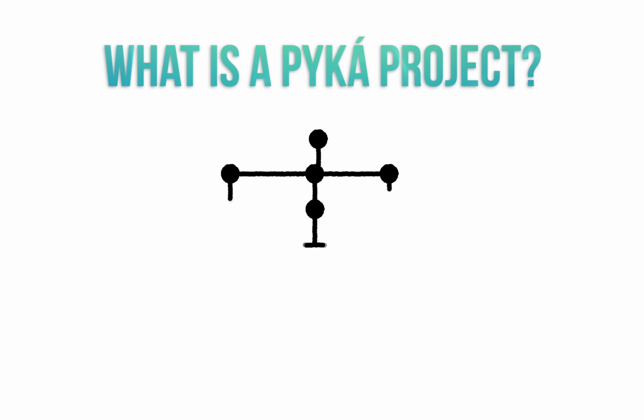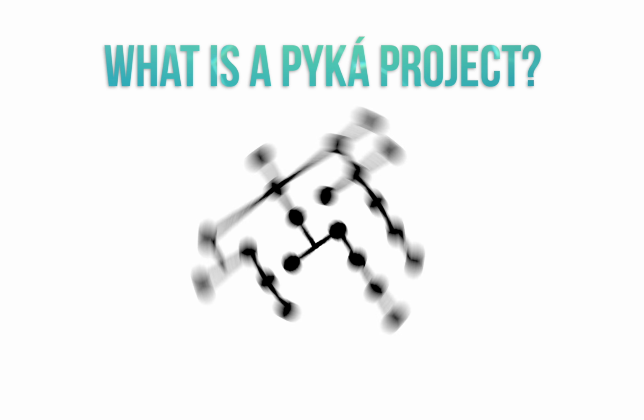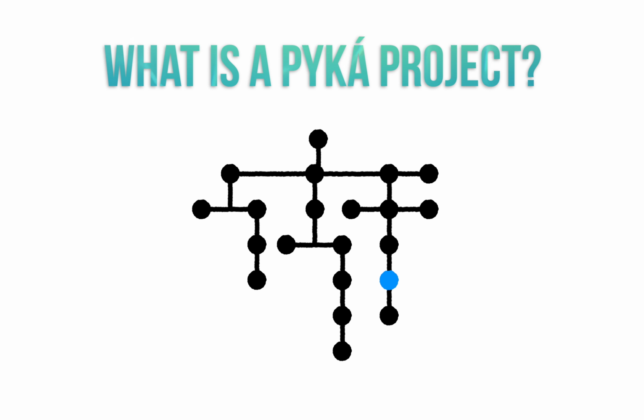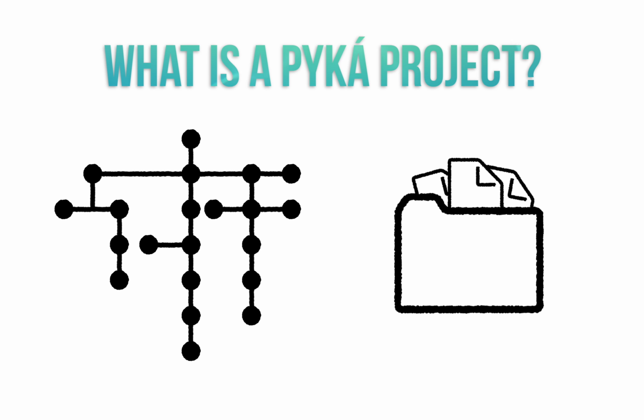Pyká projects look a little bit different than regular projects. Pyká projects look a lot like a tree. Every point on a Pyká project's tree represents a version of your project. A version is a perfect snapshot of your project in time. It contains all of the files that were used and remembers exactly how they were arranged. At the top of your project tree is the first version of your project. A string of versions is called a branch.